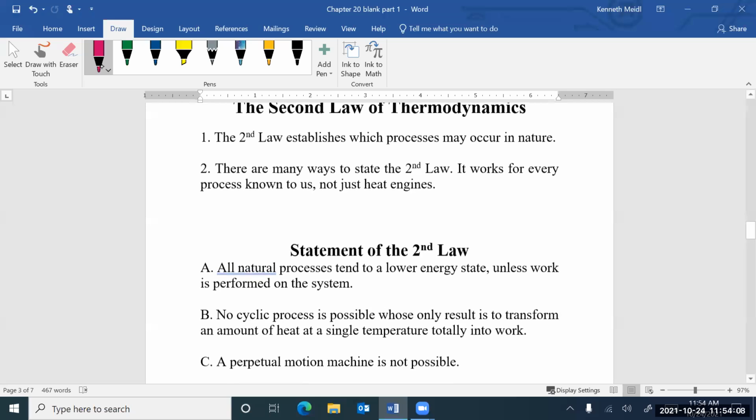A perpetual motion machine is not possible. People don't like to be told something is not possible, but this is essentially the same thing as letter B, right? If you put in 1,000 joules of energy, you're not going to get 1,000 joules of work. A perpetual motion machine is a machine that you put some energy in and it just kind of goes and goes and goes and goes.